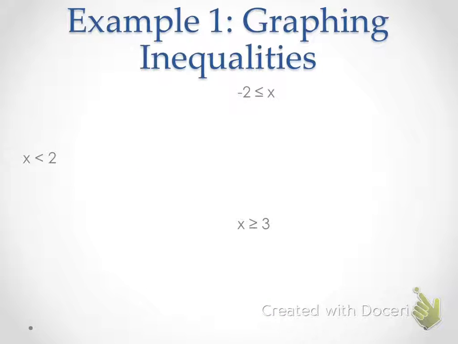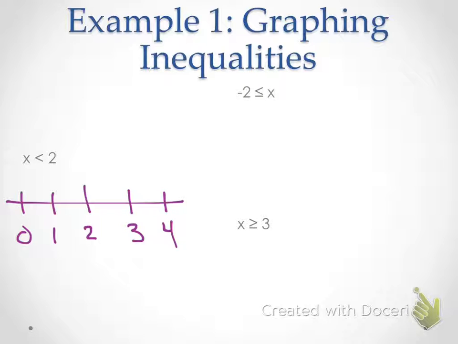So in example 1, I have x is less than 2. I start off by looking, I always read what first? I read the variable first, okay? And whatever my solution is, that number goes in the middle. So what two numbers go to the left? 1 and 0. What two numbers go to the right? 3 and 4. And then I look at my inequality.